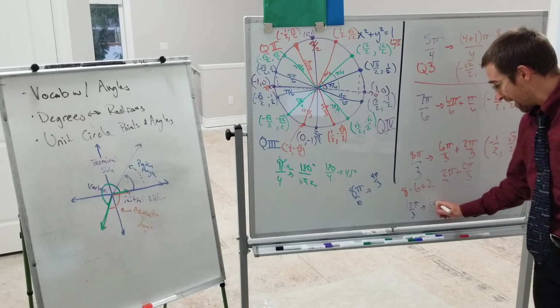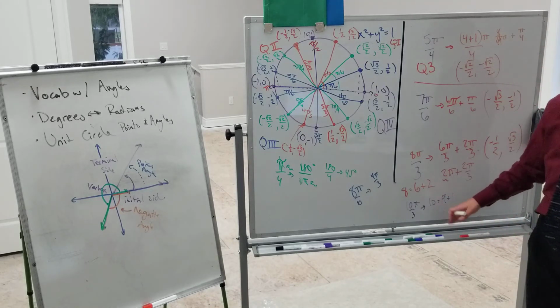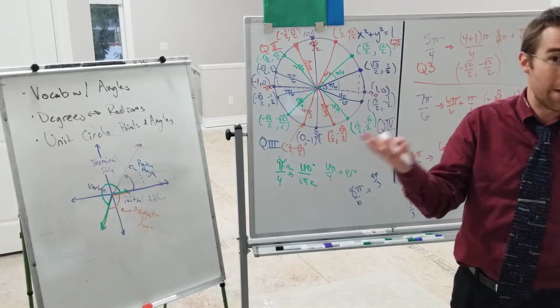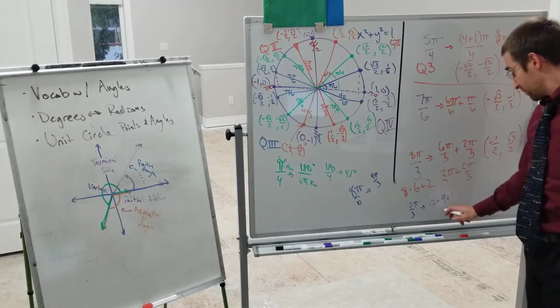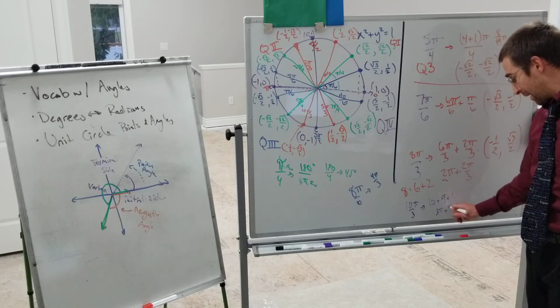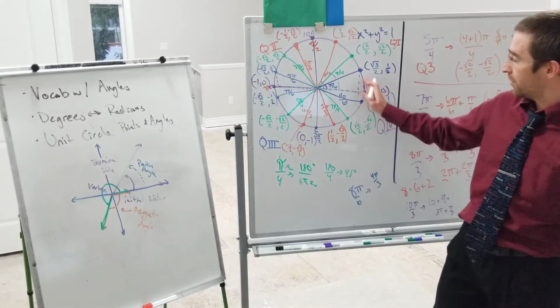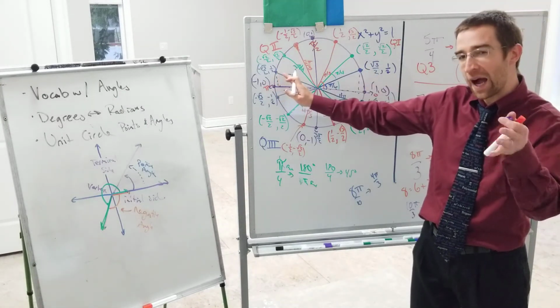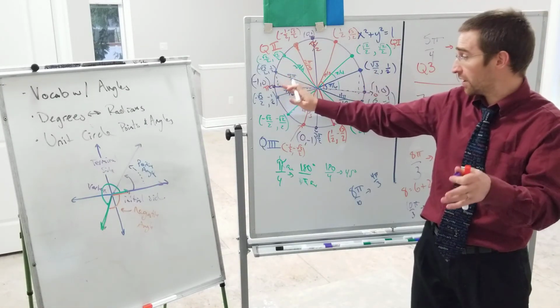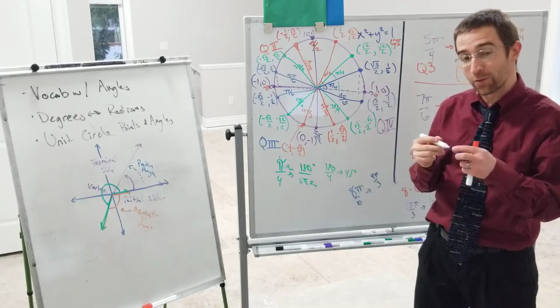If it was 10 pi over 3, we go 10 is 9 plus 1. 3 goes into 10 3 times, remainder 1. So it's going to be 3 pi plus pi over 3. So I go 1, 2, 3 pi's, remembering that a pi is a half rotation, and then I go another pi over 3, and I get negative 1/2, negative root 3 over 2 for that.